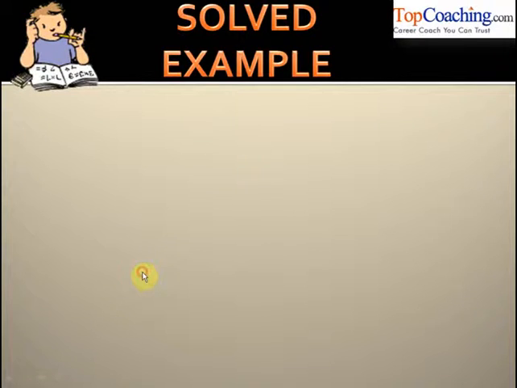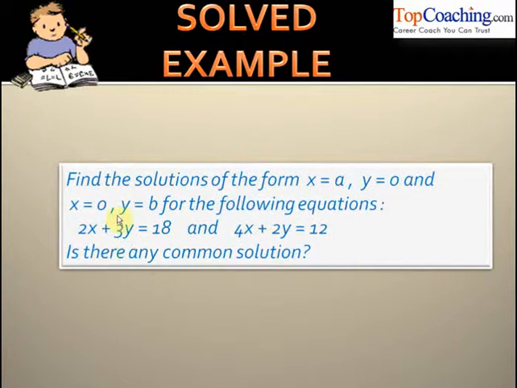Let's try to solve one more example. Find the solutions of the form x equal to a, comma y equal to 0 and x equal to 0, comma y equal to b for the following equations 2x plus 3y equal to 18 and 4x plus 2y equal to 12. Now is there any common solution?